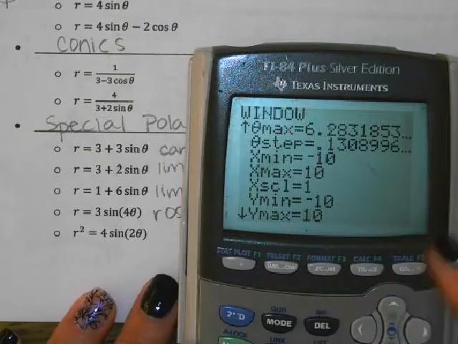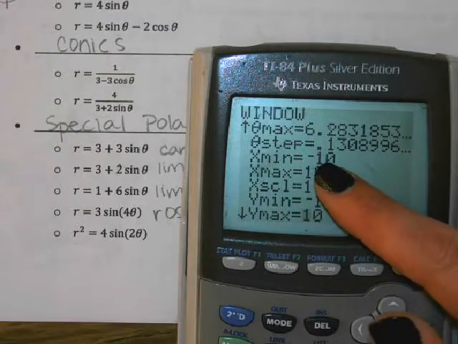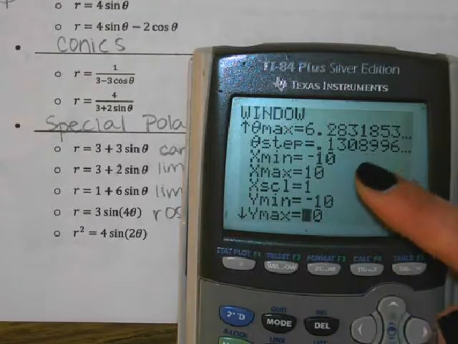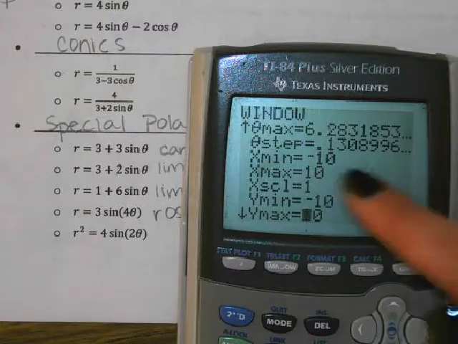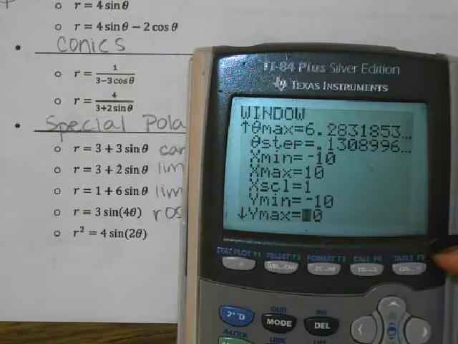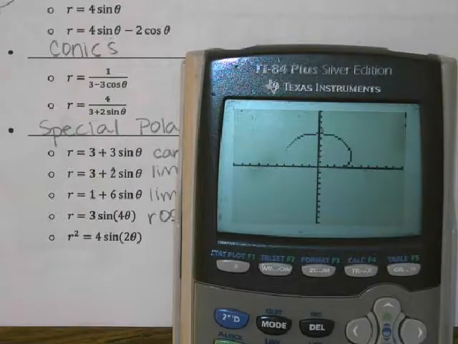All right, and then the x min and the x max is how far left and right, and the y values are how far up and down we want our graph to go. I'm not going to adjust that from the typical graph just yet. I just want to see what it looks like. So if you hit graph, there's our cardioid. Oh, I drew it backwards. But it dimples in the middle.